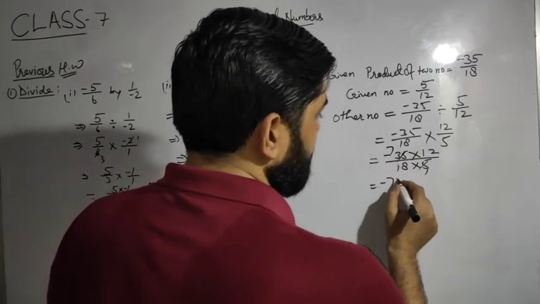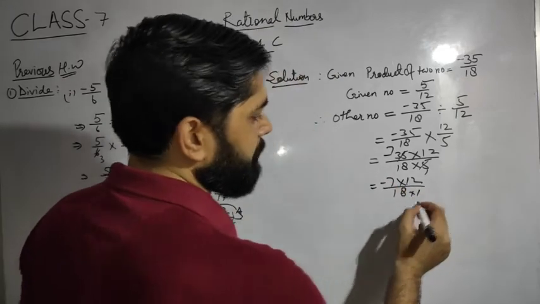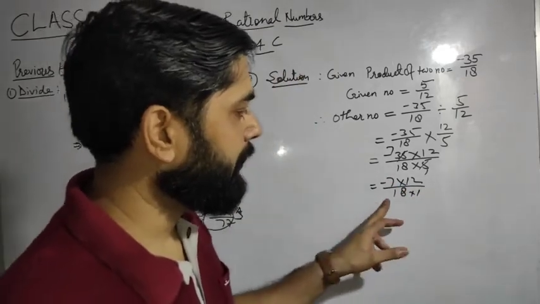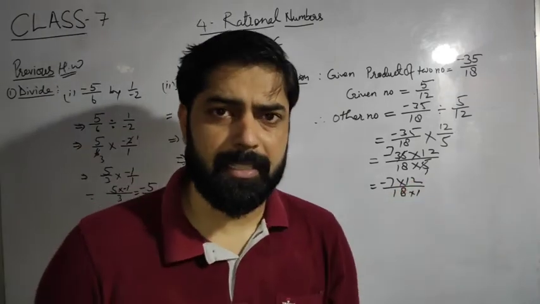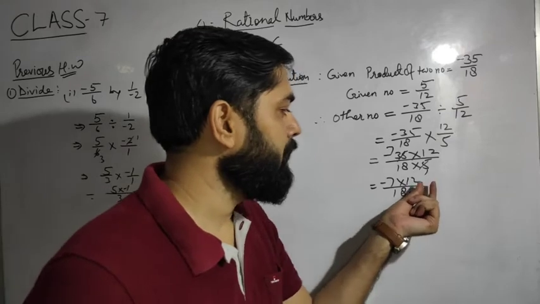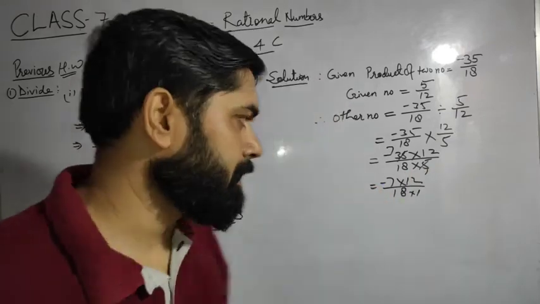So what is left here? Minus 7 multiplied by 12 upon 18 multiplied by 1. Then 18 and 12 are divisible by which number? Here we can divide only by the same number. It is not that we divide by 6 and then divide again by 4. We can divide by the same number.